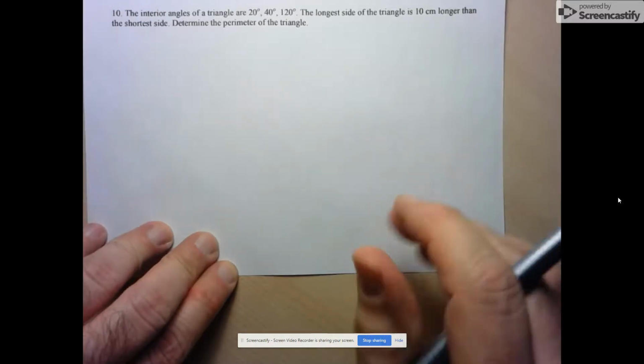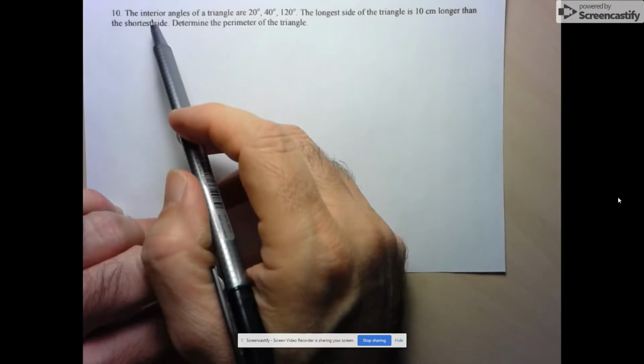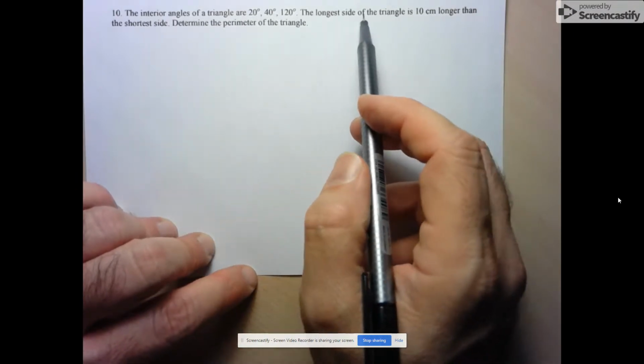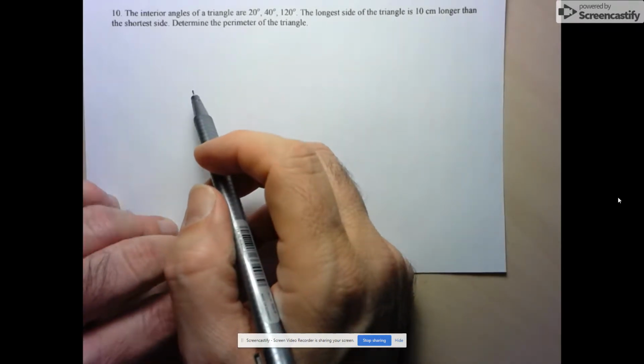Hi folks, we're going to take a look now at number 10 from the Unit 4 assignment. So let's see what they tell us. They tell us that the interior angles of a triangle are 20, 40, and 120. And they say the longest side is 10 centimeters longer than the shortest side. Determine the perimeter of the triangle.